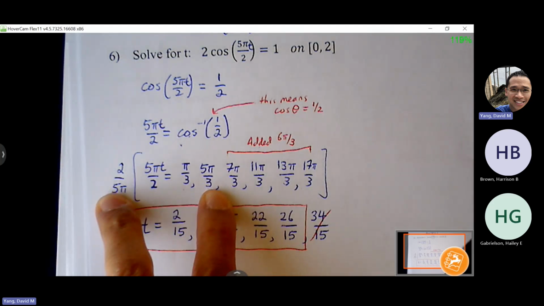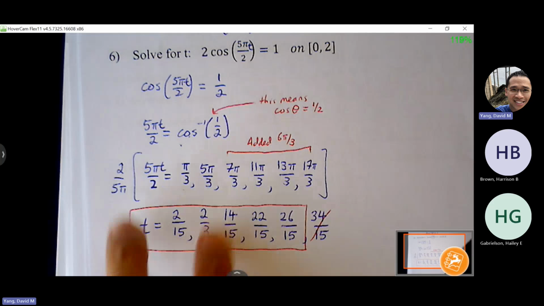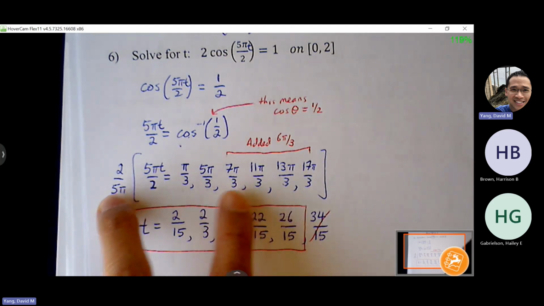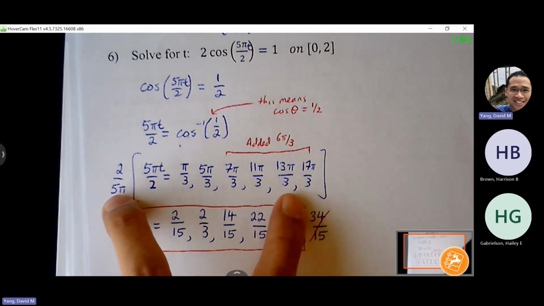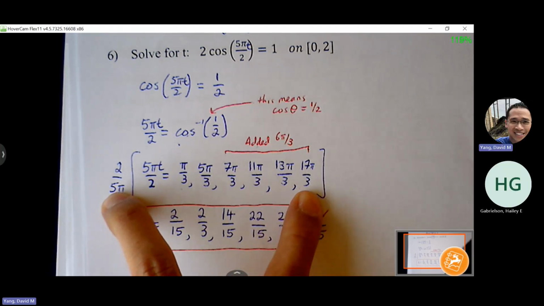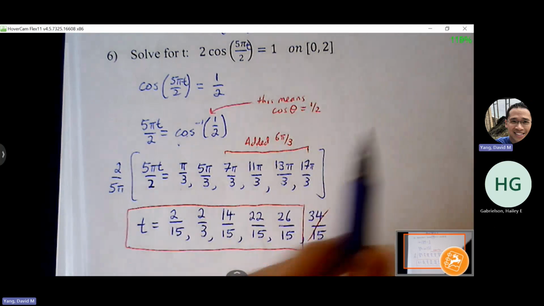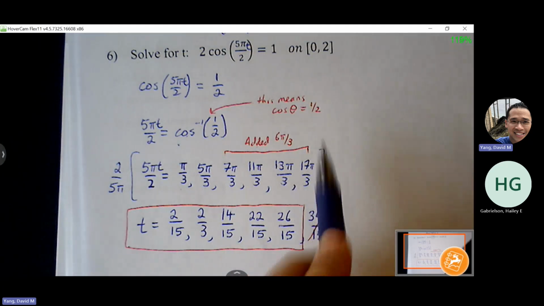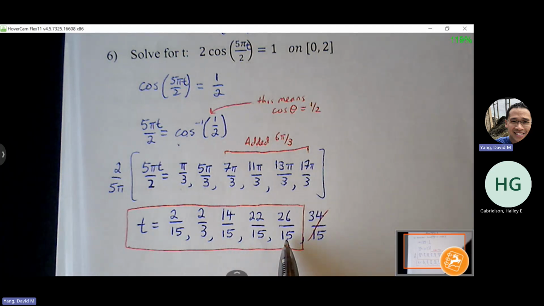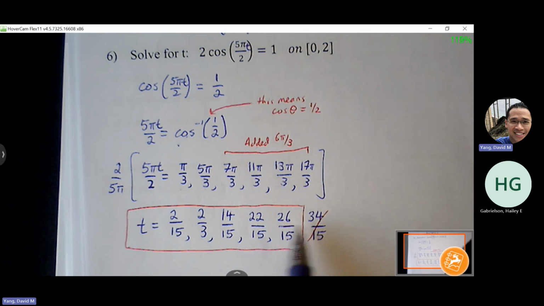Here we get 10 over 15, which is 2/3, 14 over 15, 22 over 15, 26 over 15, and 34 over 15. Now we want what's between 0 and 2, and 26 over 15 is still less than 2, but 34 over 15 is more than 2. You know, 2 in terms of denominator will be 30 over 15, right? So this is going to be slightly less. This is slightly more.